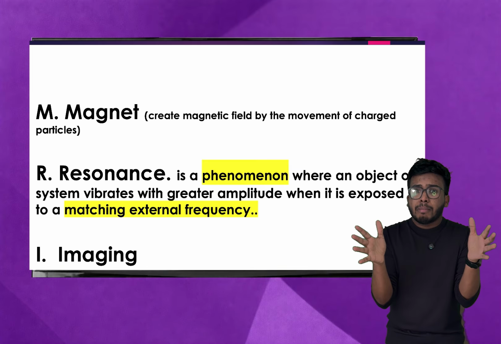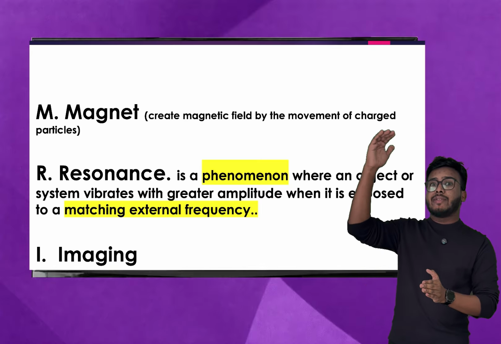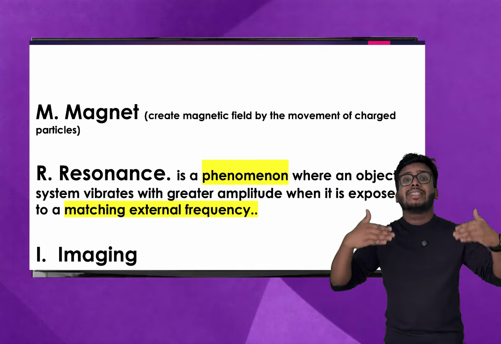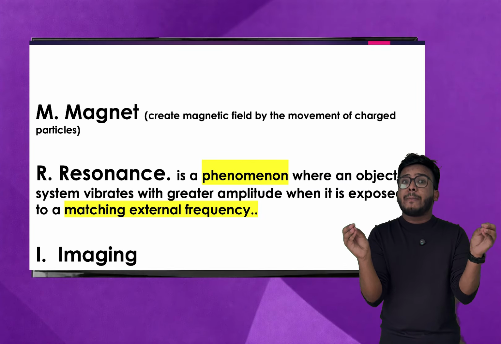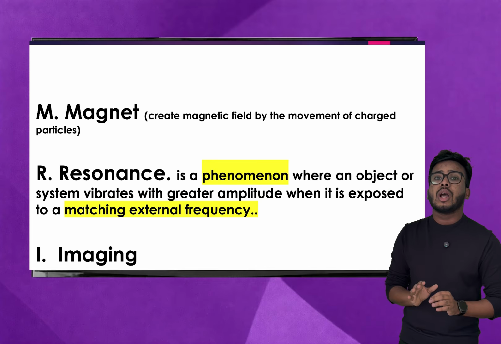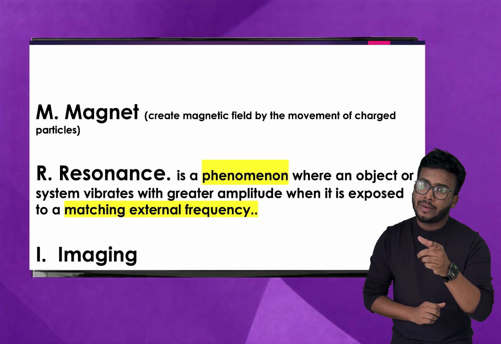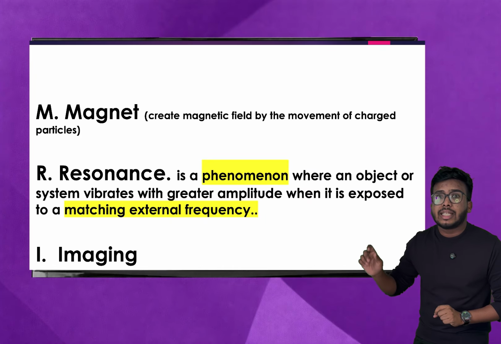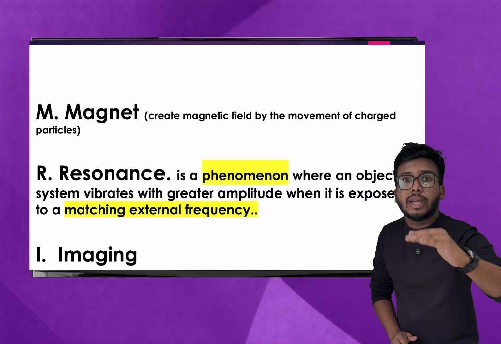So resonance is nothing but matching of frequency. If the frequency gets matched, it vibrates with greater amplitude, or it excites. Resonance happens when frequencies get matched, and the result of resonance is excitation or vibration with a greater amplitude. Clear? Yes.